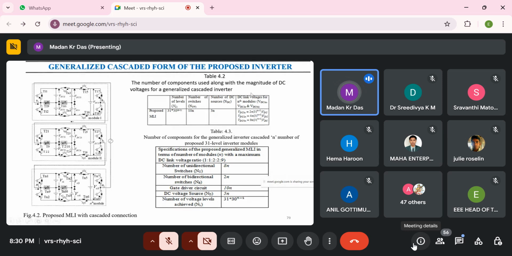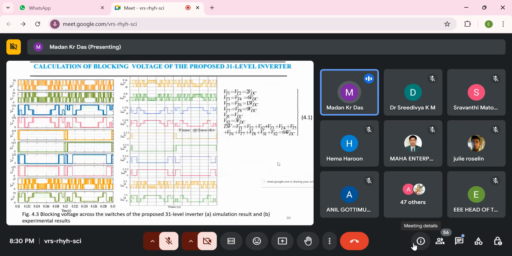So this is the formula of the generalized form of the proposed 31-level inverter: the number of unidirectional switches used for n levels, the number of bidirectional switches used for n levels, gate driver circuits for n levels, DC voltage sources for n levels, and the number of voltage levels for n levels. So for every level we can use this formula to find how many switches, gate drive circuits, and anything else we have used for the proposed inverter.